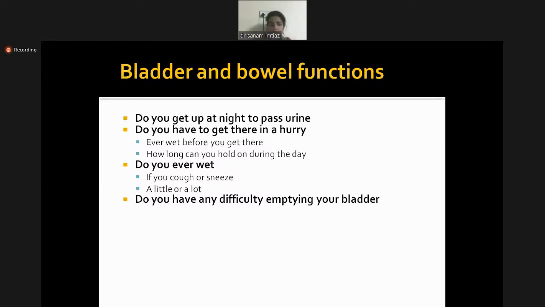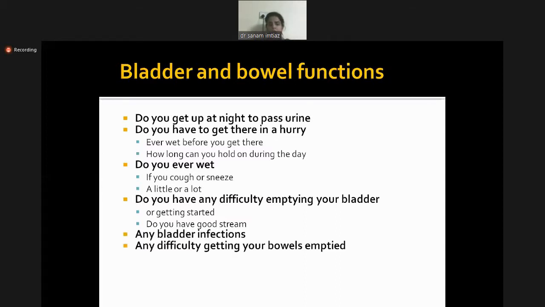That is stress urinary incontinence. Do you have any difficulty emptying your bladder? That means you're suspecting bladder outlet obstruction, or even prolapse can present with such symptoms. Any bladder infections like UTIs, any difficulty getting your bowels empty? That means the patient might say that I have chronic constipation, or even patients with prolapse might not have constipation, but they have a rectal prolapse for which they have to push onto the vaginal wall, which is bulging out, to empty their bowel or empty their bladder.